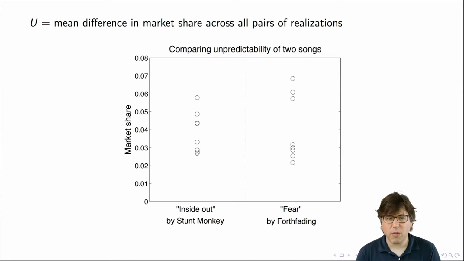And so more formally, we define the unpredictability to be the mean difference in market share across all pairs of realizations. And so this unpredictability is inherent in the system, in the aggregation dynamics. And it can't be resolved by more information about the song, because this is exactly the same song competing against exactly the same other songs with indistinguishable groups of participants starting from the same initial conditions.